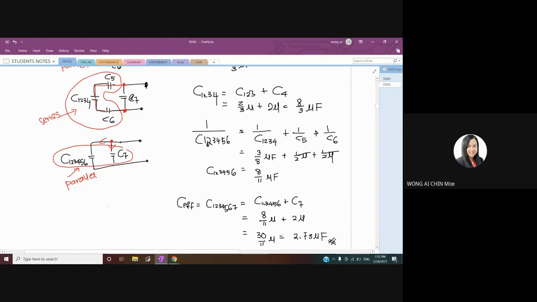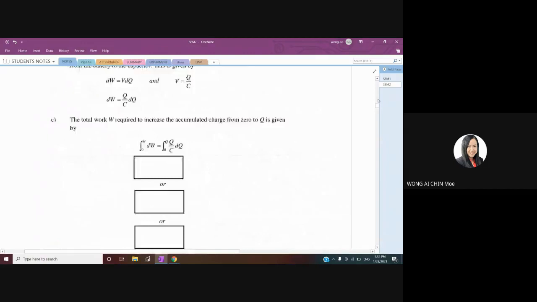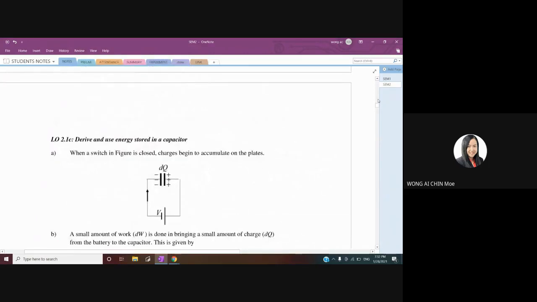So at the end, you will get only one effective capacitance left, C1234567. So only one left, and the value is 2.73 microfarad. So this is capacitors connected in series and parallel. Okay, next we will go through how to derive and use the energy stored in the capacitor.